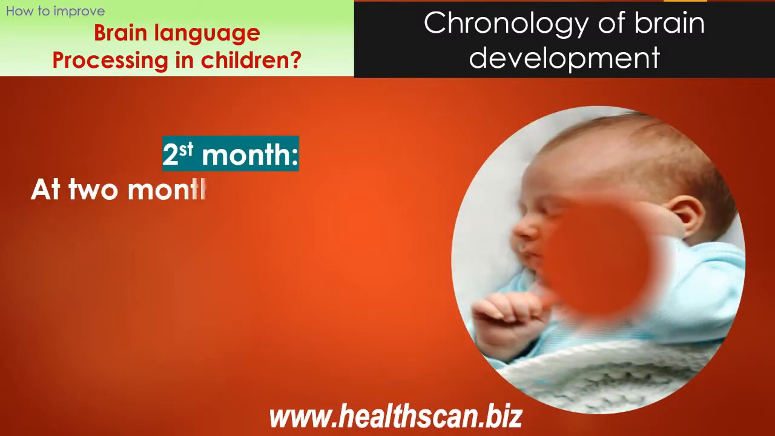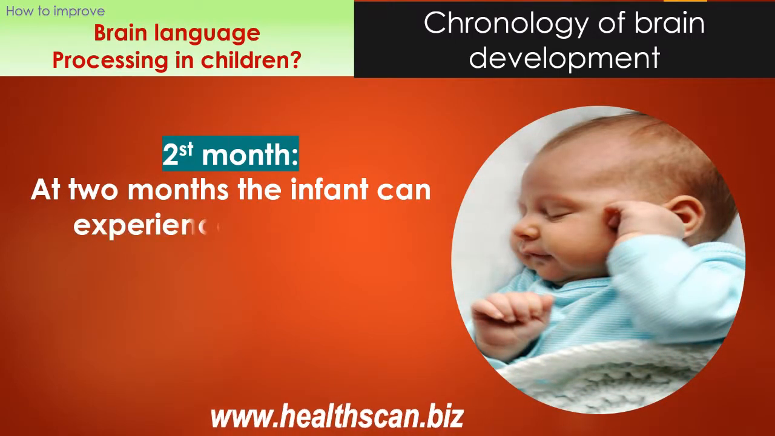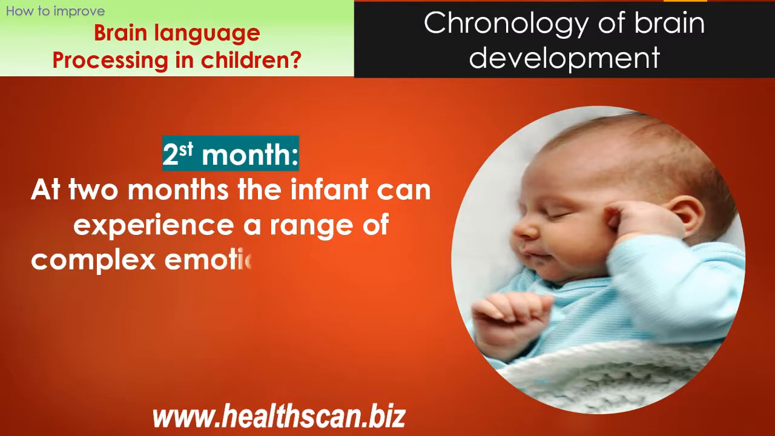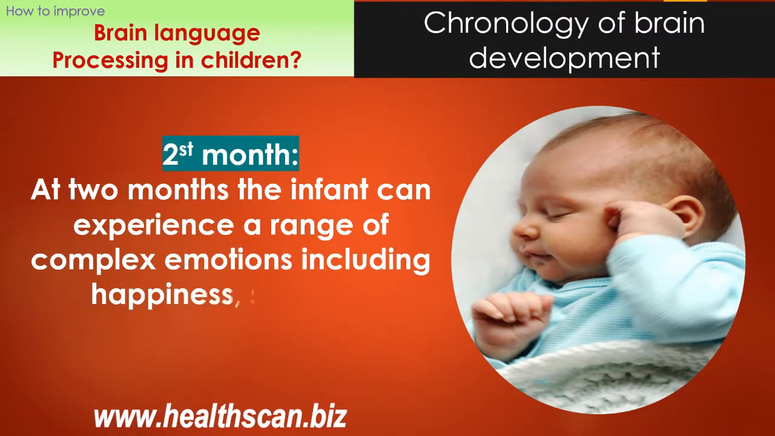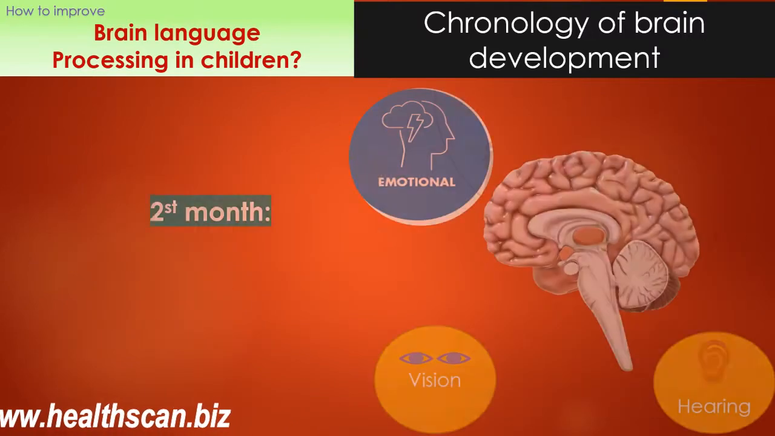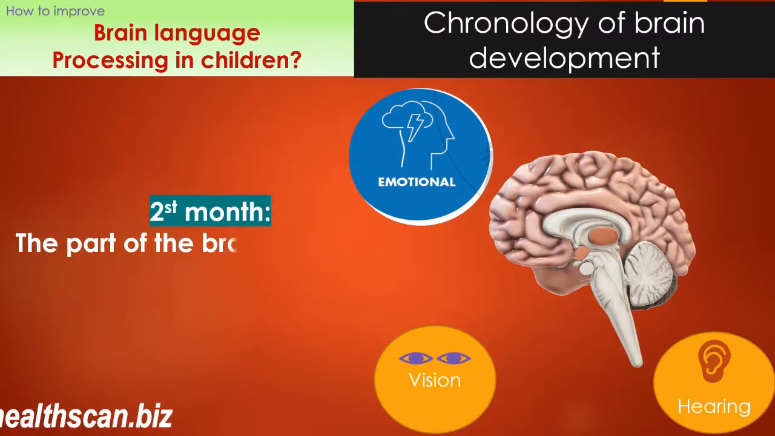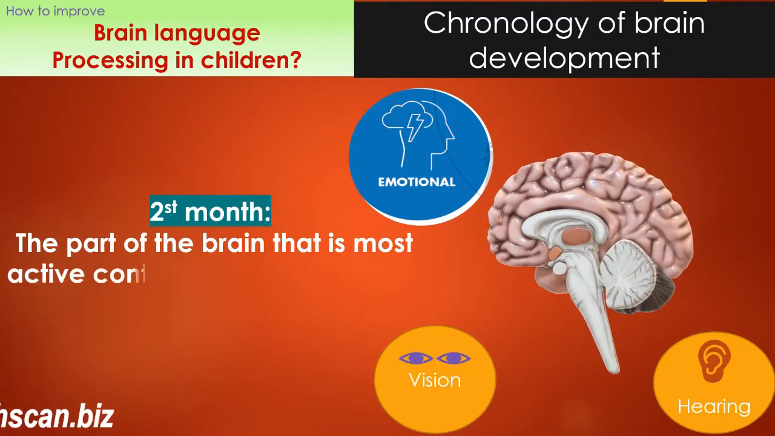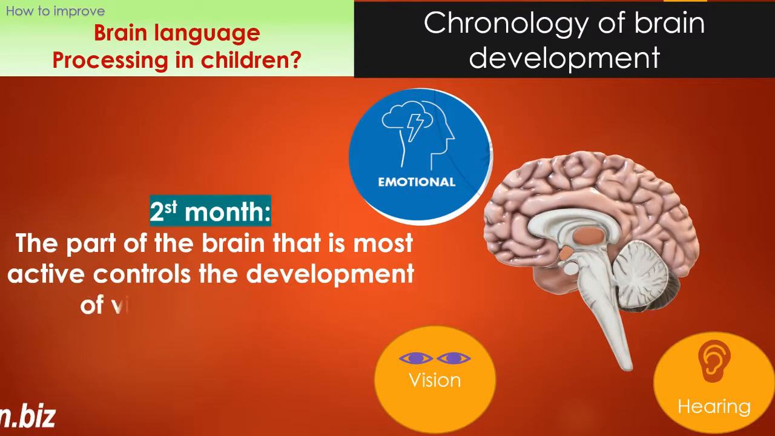Second month. At 2 months, the infant can experience a range of complex emotions including happiness, sadness, empathy, pride, and shame. The part of the brain that is most active controls the development of vision and hearing.